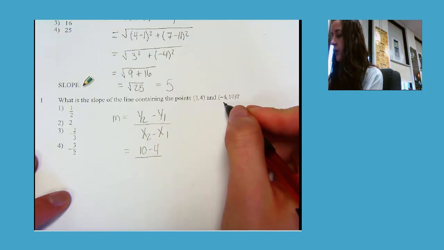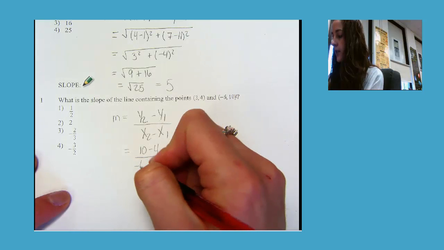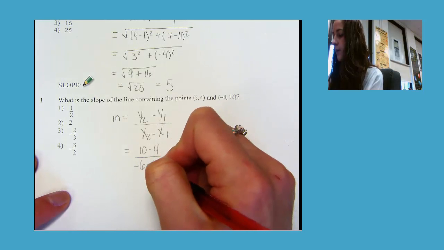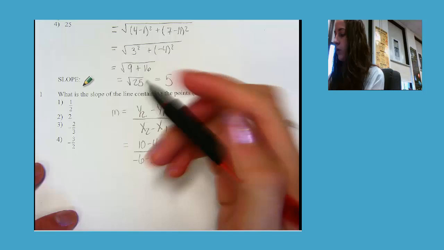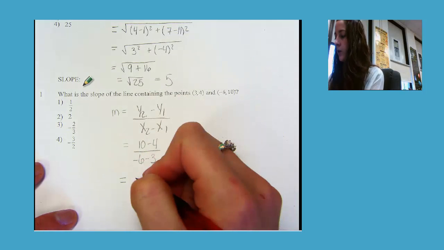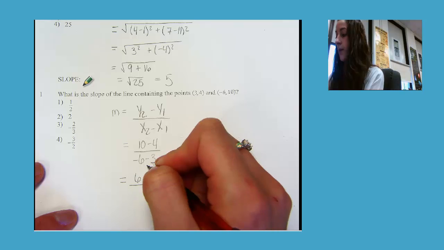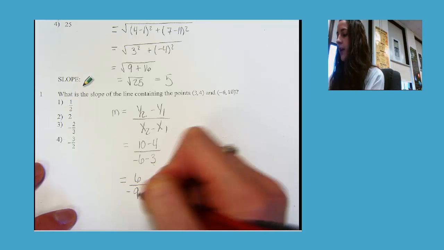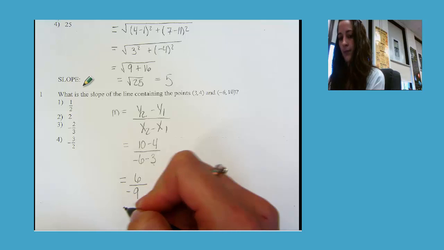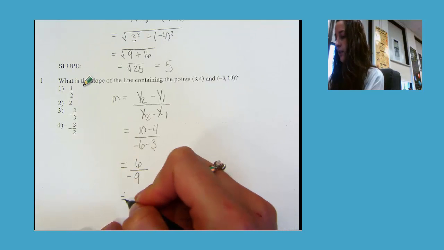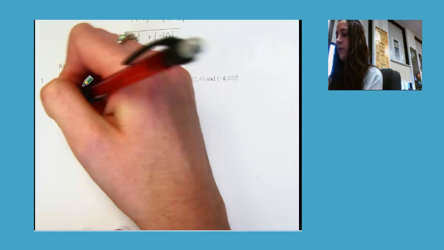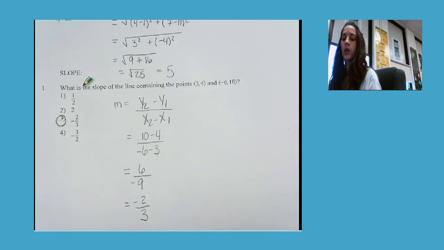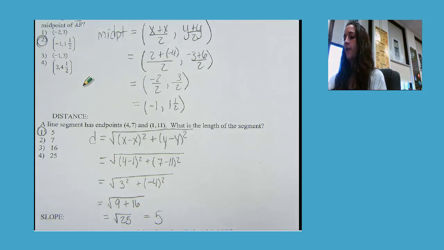over negative 6 minus 3. So 10 minus 4, we're going to get 6. Negative 6 minus 3 is a negative 9. We're going to go ahead and reduce that. If we reduce that, we're going to divide by 3, and we're going to end up with a negative 2/3, which is answer 3. So if you followed along in this video, you should have the first problems done in each of your sections for midpoint, distance, and slope.